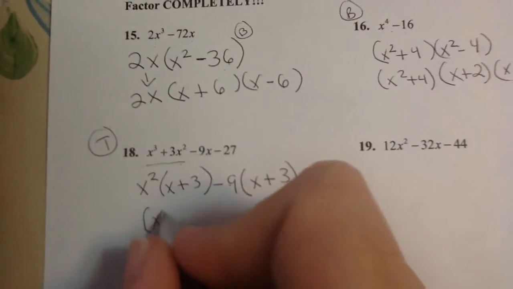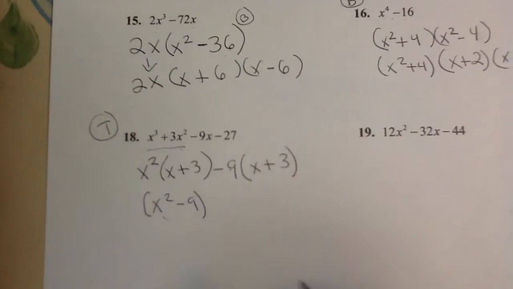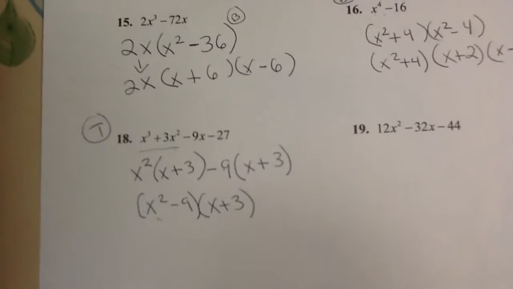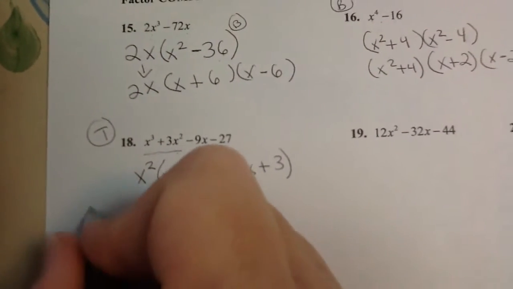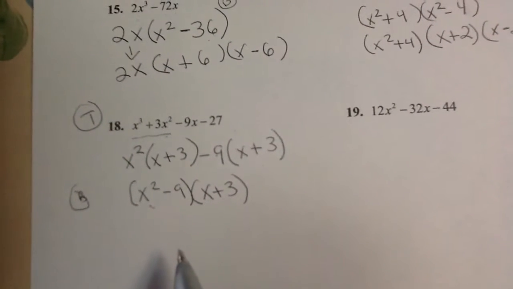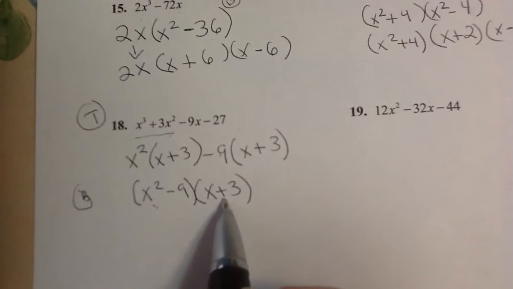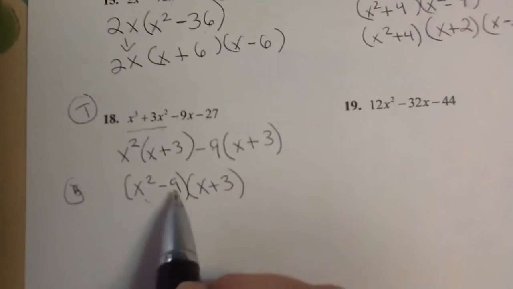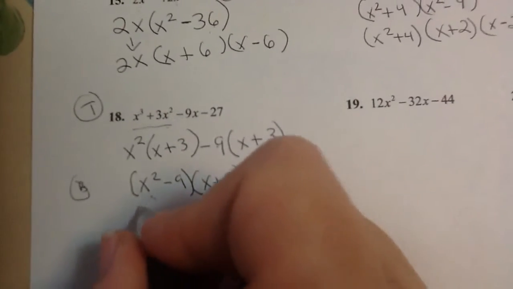Everything outside the parenthesis gets listed. Everything inside the parenthesis gets listed. Now we have two binomials. Remember, our rule for binomials is the difference of perfect squares. This one's addition, this one's subtraction, so we're looking at this one. X squared and 9 are perfect squares. We can factor further.